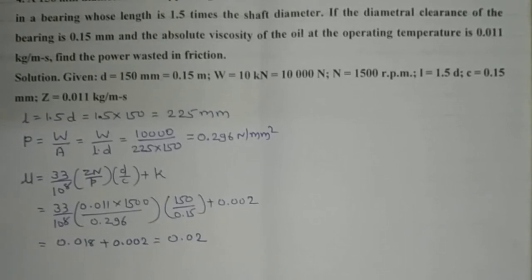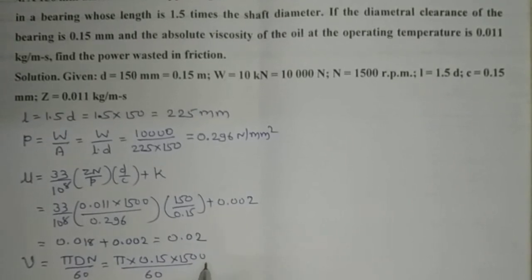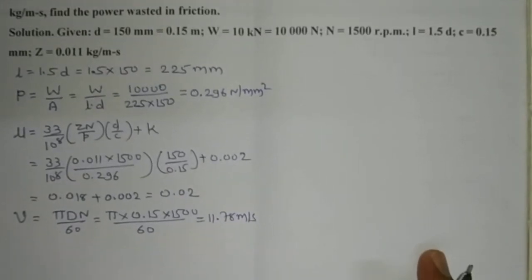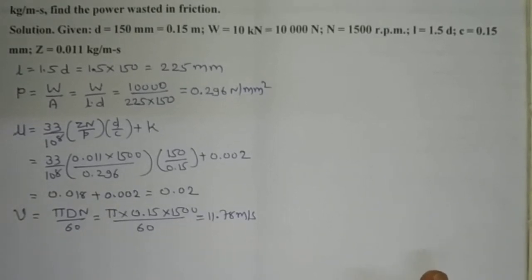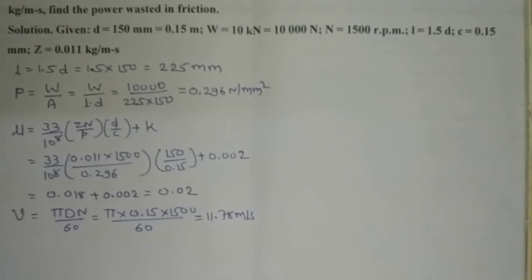Now find the rubbing velocity V. So rubbing velocity V is equal to pi DN by 60. Pi, D is equal to 0.15, N is equal to 1500, divided by 60. So therefore rubbing velocity is equal to 11.78 meter per second. Okay, so rubbing velocity 11.78 meter per second.